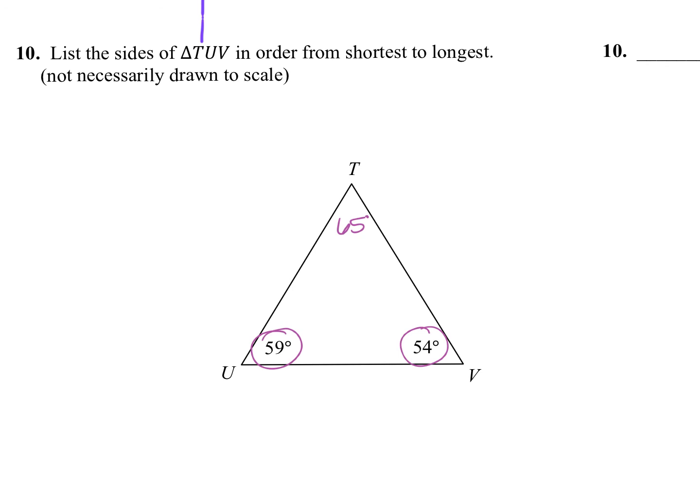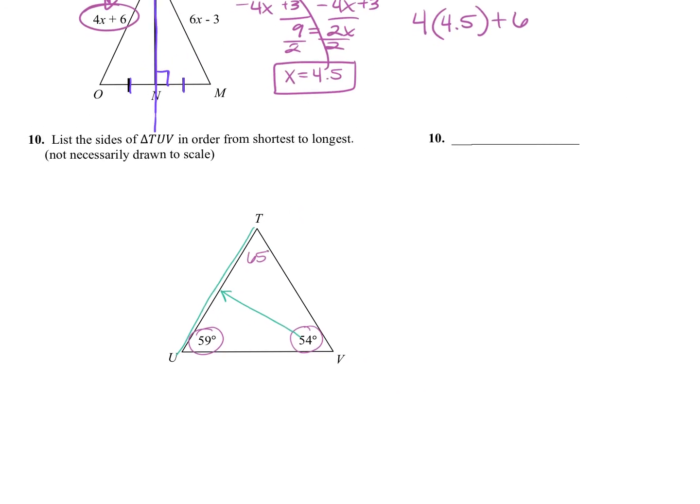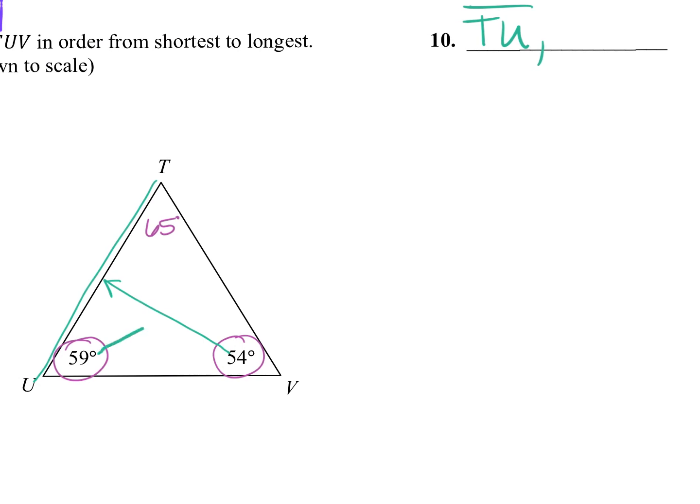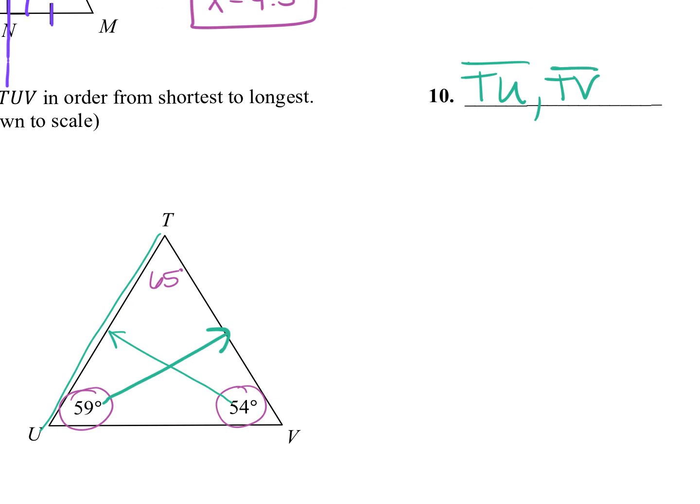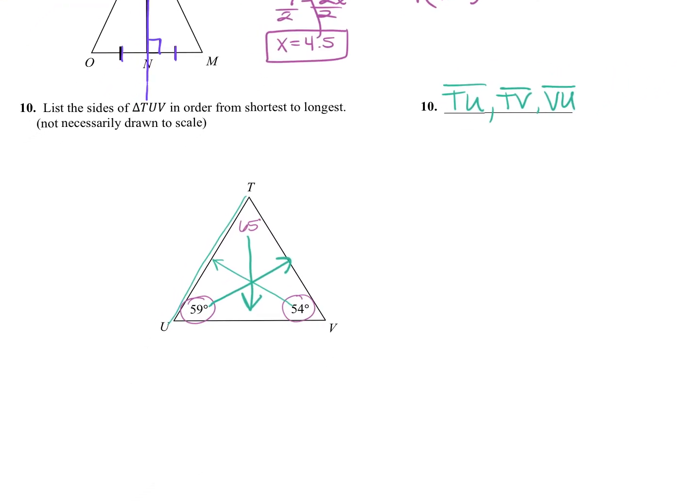What's your smallest side, your shortest side? TU, across from the smallest angle, right? So that's TU or UT, either way. So which one's next? Then it would be TV. Then TV, across from the 59. Okay, and then across from the 65, UV, either way, would be in order.